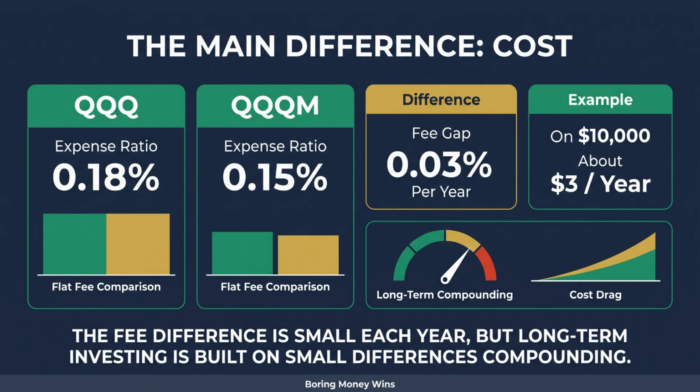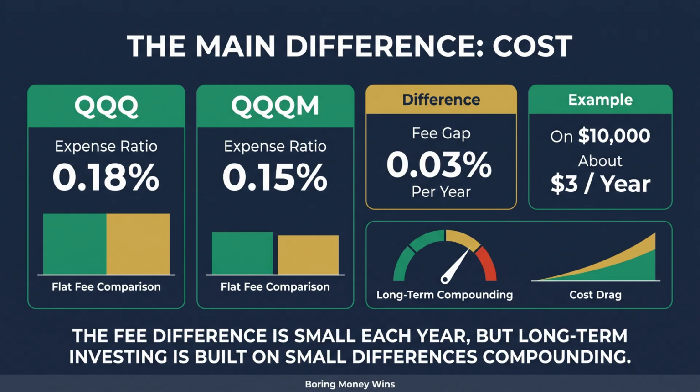The main difference between QQQ and QQQM is cost. QQQ has an expense ratio of 0.18%. QQQM has an expense ratio of 0.15%. That is a difference of 0.03 percentage points per year. On $10,000, that is roughly $3 per year before considering other factors.